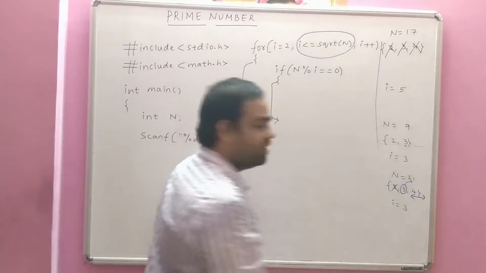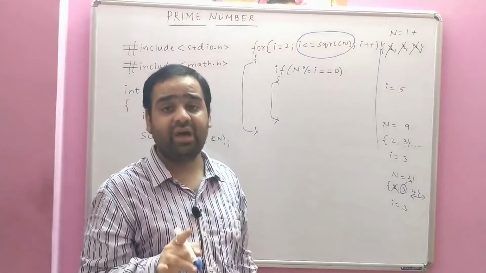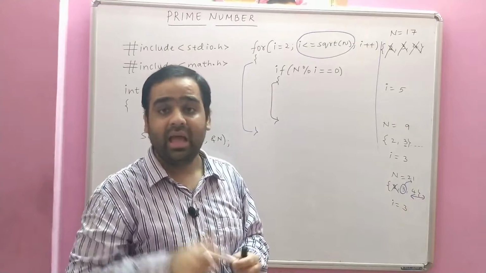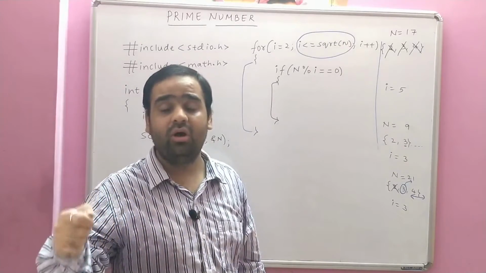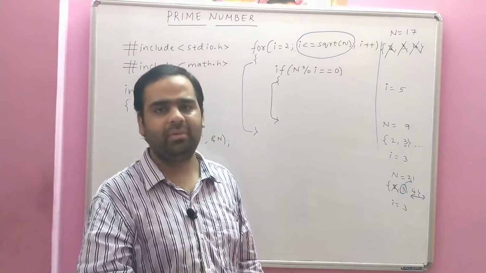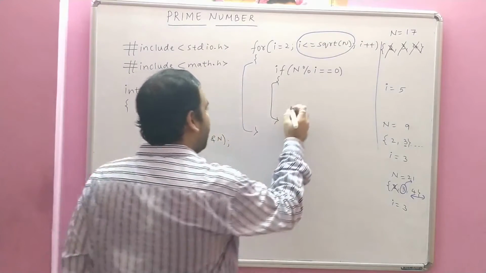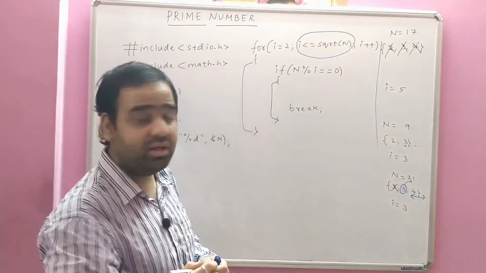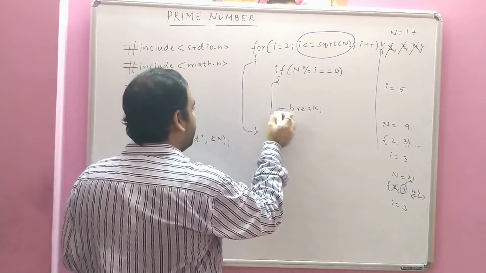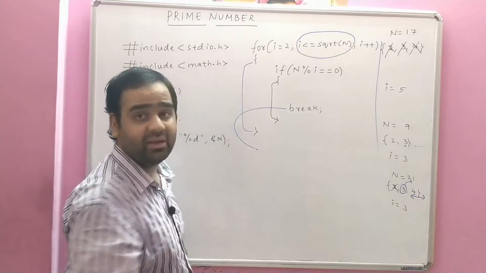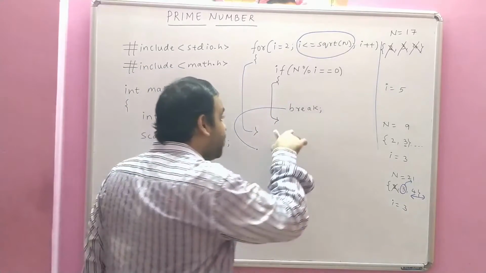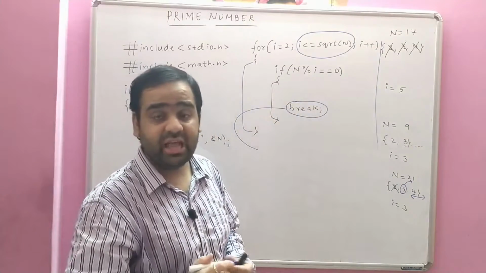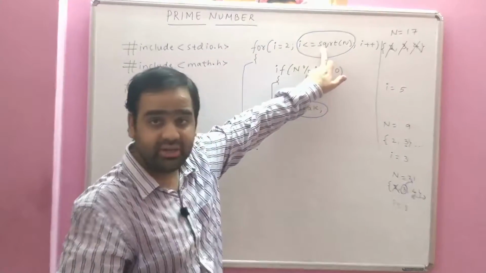Do I need to check the other factors? No. Because if it has any factor between 2 and the square root of the number, it is not a prime number. And if it is not a prime number, why should I go on doing it to prove that it is a prime number? It's a waste of time. Therefore, what do we say? We say break. There is no point in continuing further. Break will come out of the loop immediately. And for the second time, you came out of the loop because of break. First time you came out of the loop because the condition failed.